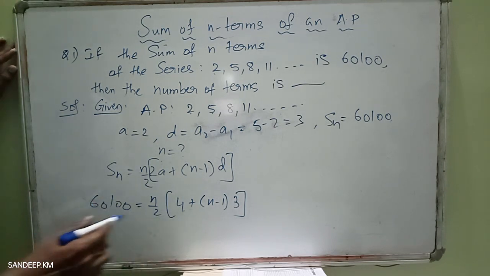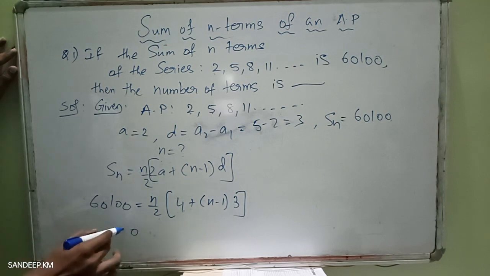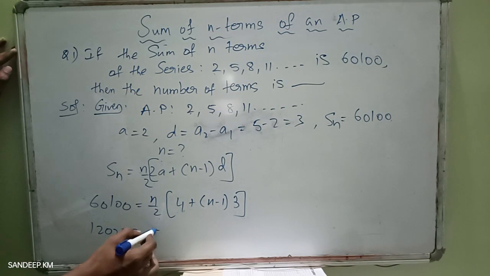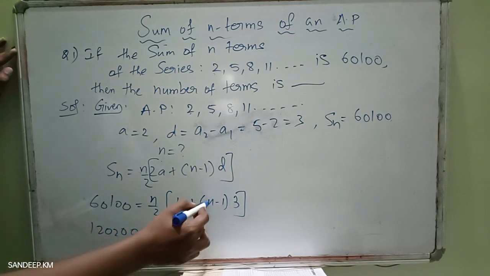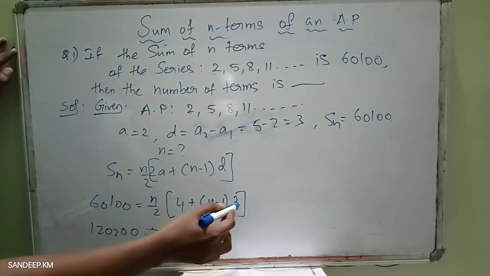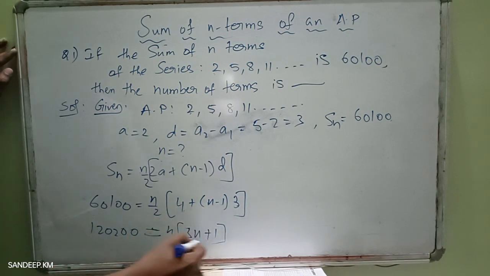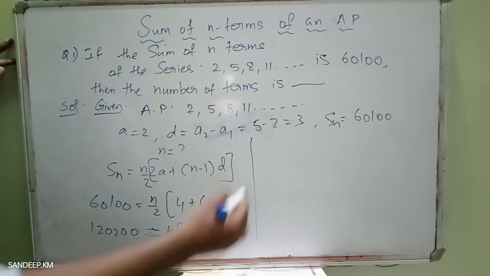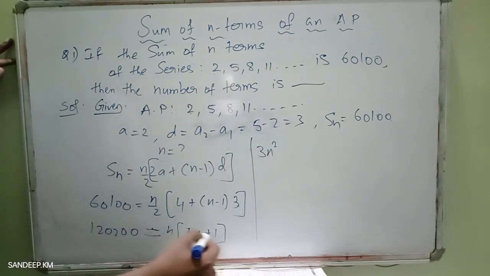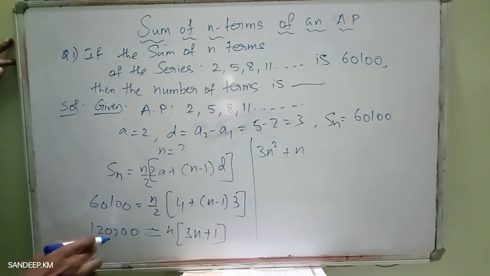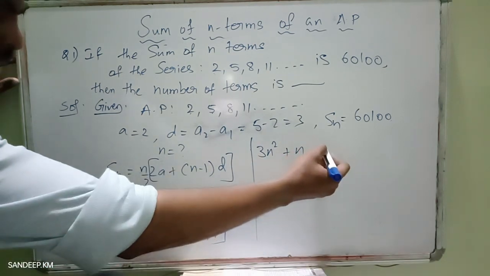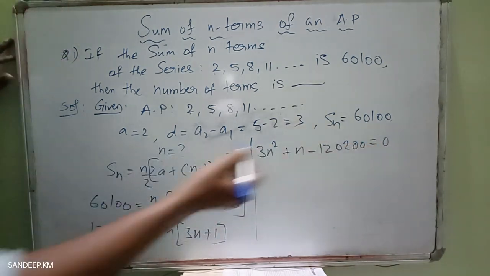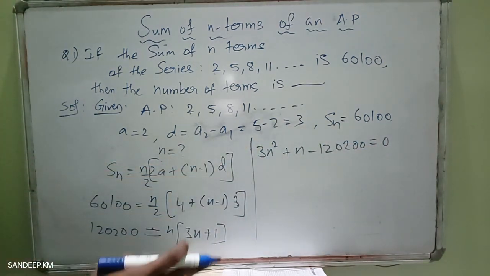If I cross multiply, I will get 120,200 is equal to n into 3n minus 3 plus 4, which will be 1. Therefore, if I expand this, 3n square plus n, and if this number goes to the right side, it becomes minus 120,200 equal to 0. So this is a quadratic equation in terms of n.